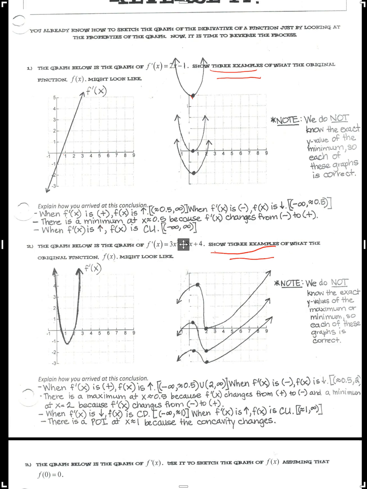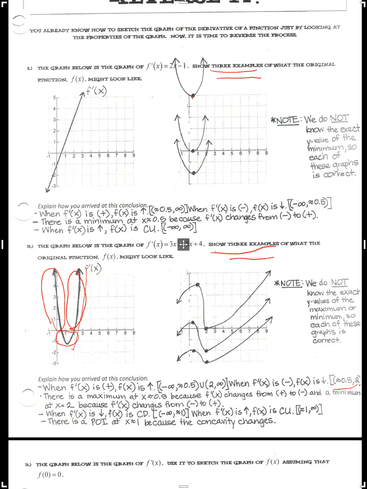Okay, so when f prime of x is positive, that means f of x is increasing. So I can see that f prime of x is positive from here up, and also from here up. So I'm going to say from negative infinity to about 1/2, it's positive. And then again from about 2 to infinity, it's positive. And when the derivative is negative, f of x is decreasing. So that's going to be all this region in here, from about x equals 0.5 to x equals 2.